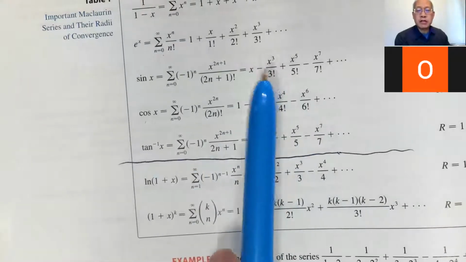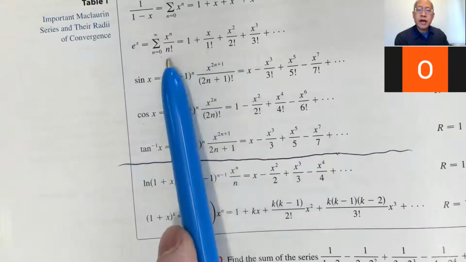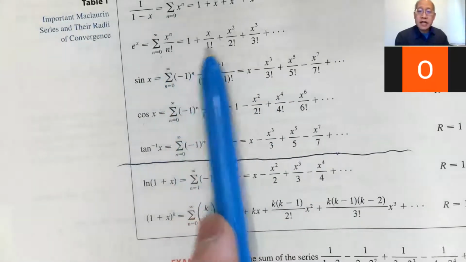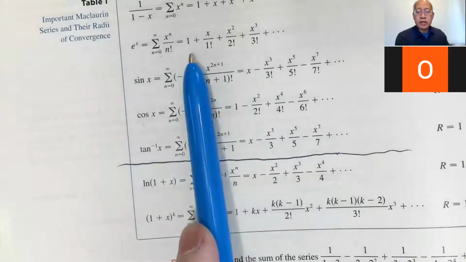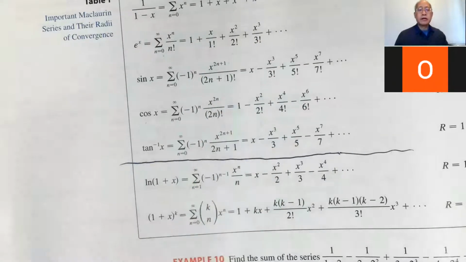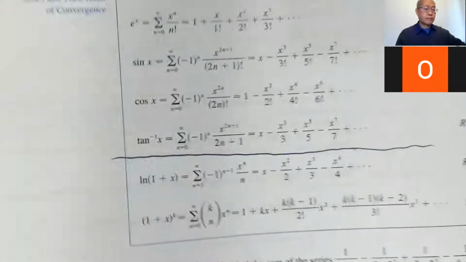Okay, you can use the alternating series test for this one, this one, this one. Notice you can't quite do it for e to the x. e to the x is not alternating. For e to the x, you have to do something else. And we'll learn that in the coming weeks after Thanksgiving.